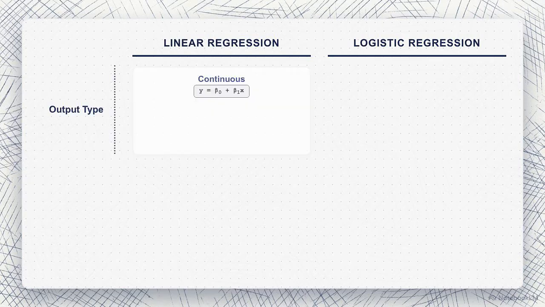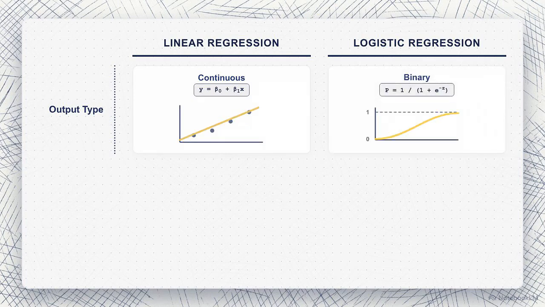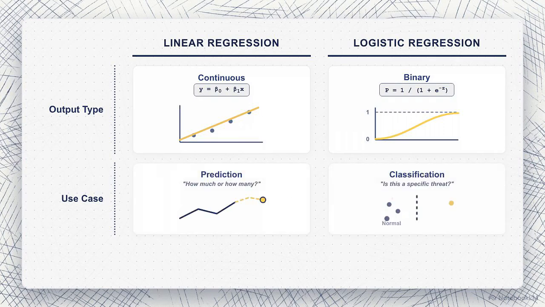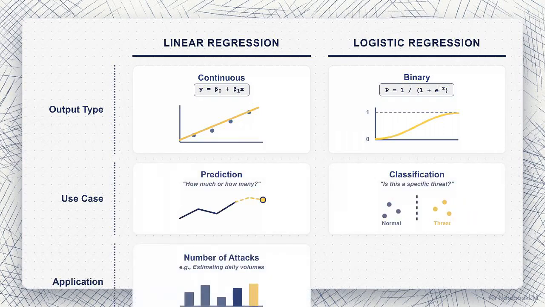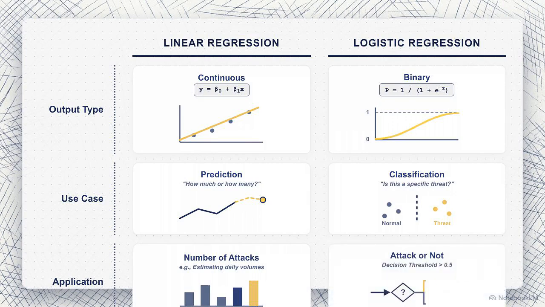This comparison table breaks down both models. Linear regression yields continuous numerical values, while logistic regression yields bounded binary probabilities. This dictates their use cases. Linear models handle broad prediction, logistic models execute strict classification. Linear forecasts daily attacks. Logistic decides if an event is an attack.